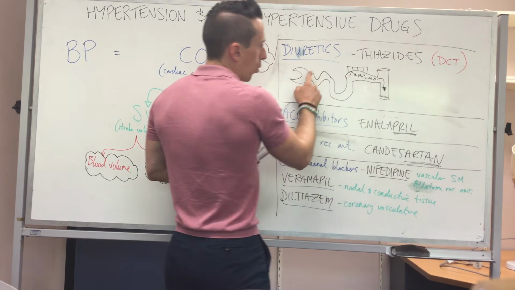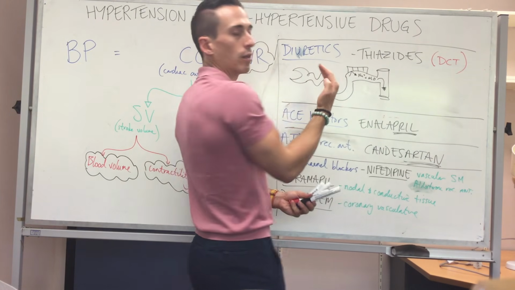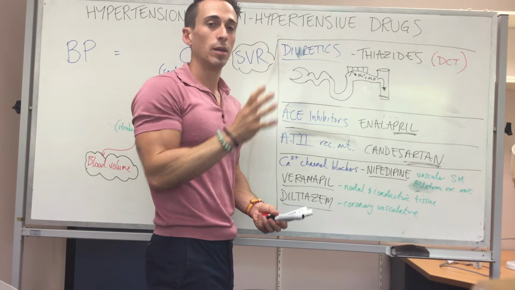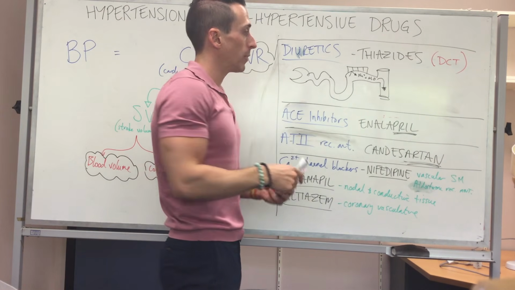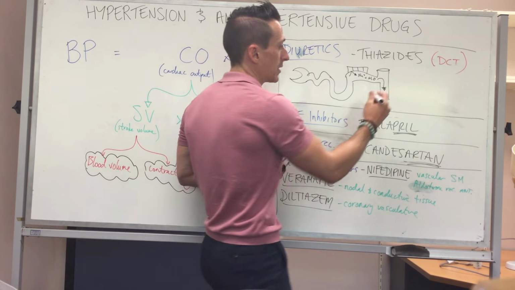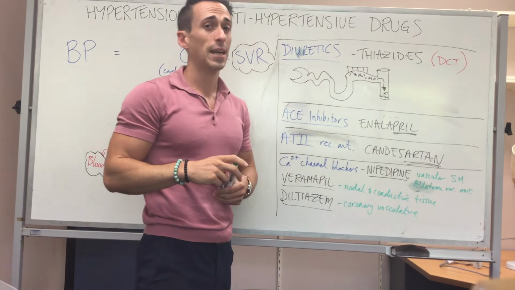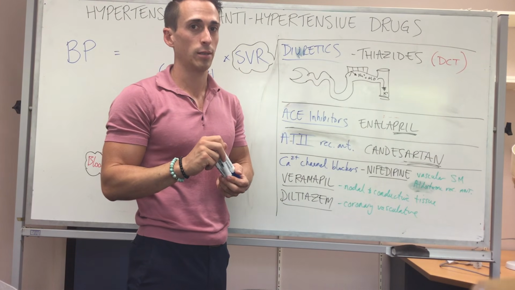Now, all diuretics that act prior to this area here result in potassium being peed out as well, which means that it's not a potassium-sparing diuretic, so potassium may also be peed out. So you need to be careful with the potassium levels of the patient who takes this medication.